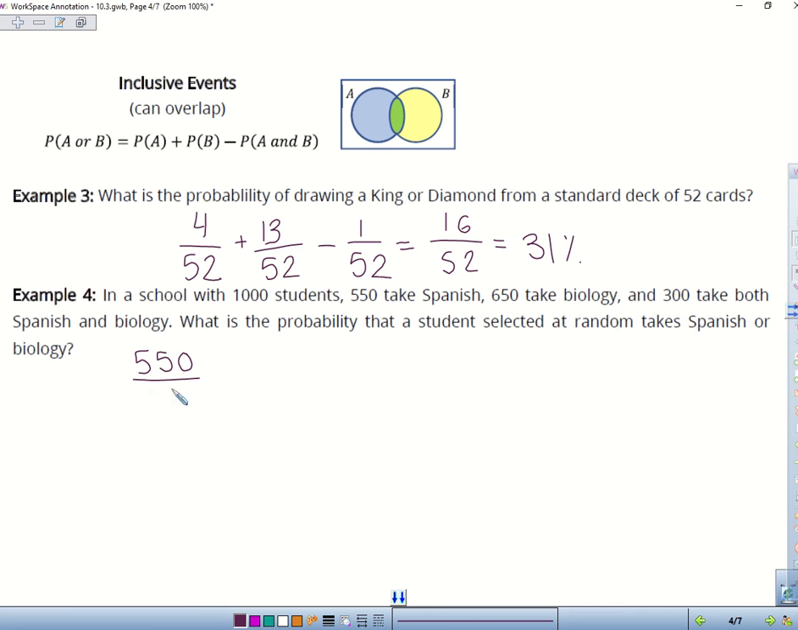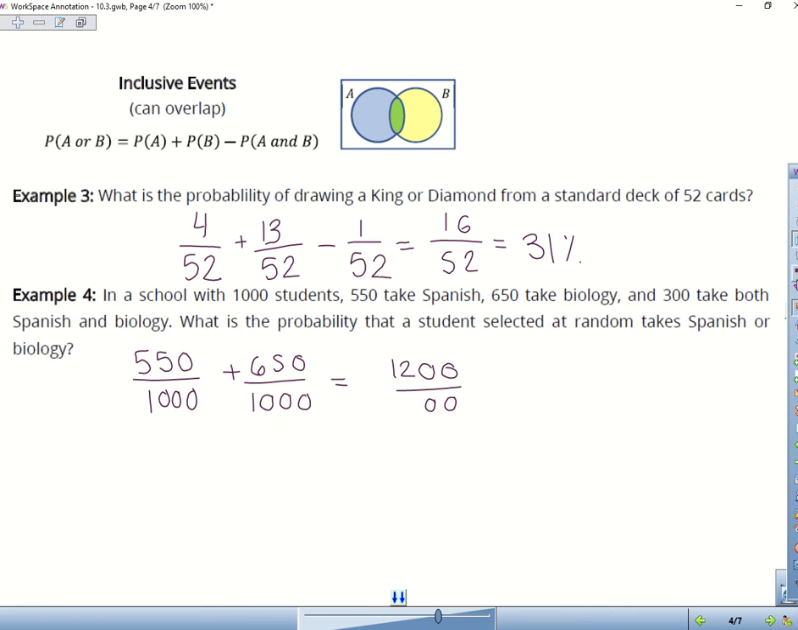So you're going to do the chance of Spanish plus the chance of biology. But if I do this math, this comes out to be 1,200 over 1,000. What do you mean in a school of 1,000 students? Well, that's where I'm trying to get to. So what's the issue? Overlap. Oh, yeah, yes, they overlap.